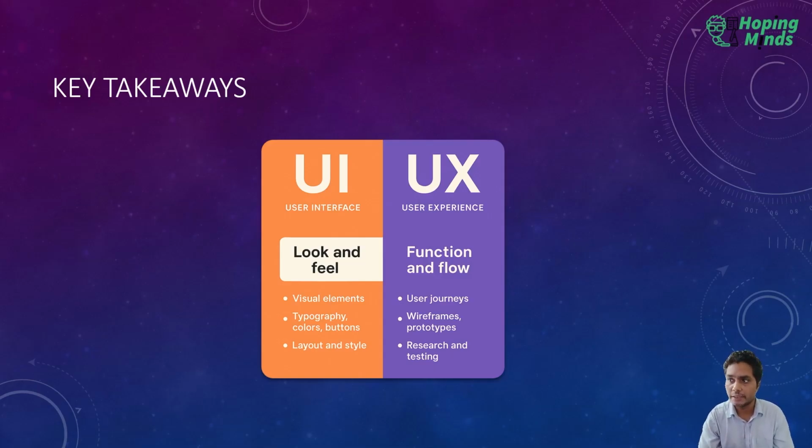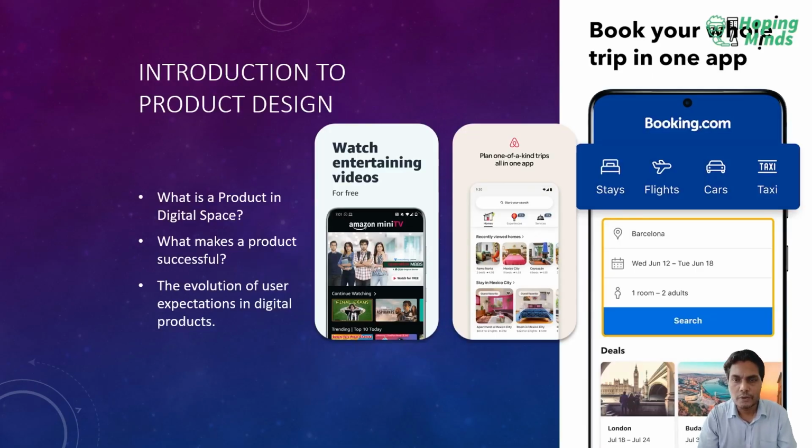So these are the common differences between UI and UX. As I explained, UI covers visual elements, typography, color, buttons, layout, and style. And in UX, you have to create the user journey, wireframe, prototype, research, and do UX testing. Now that we understand the difference between UI and UX, what is the importance of UX, and what is UX design really? Let's go ahead and understand product design.